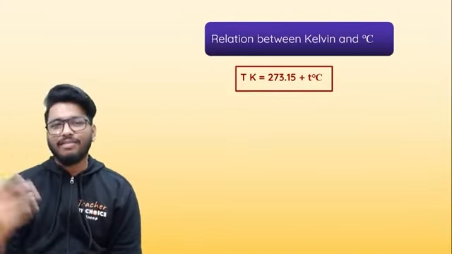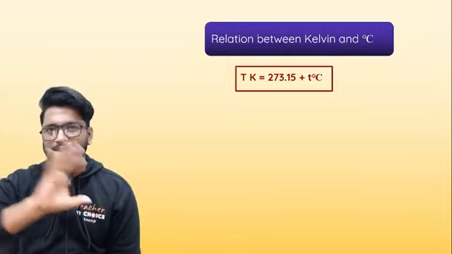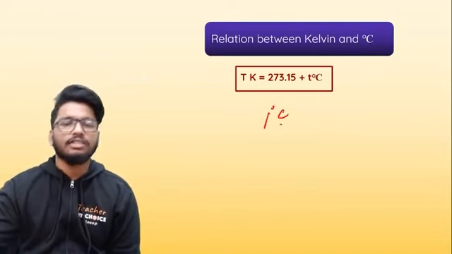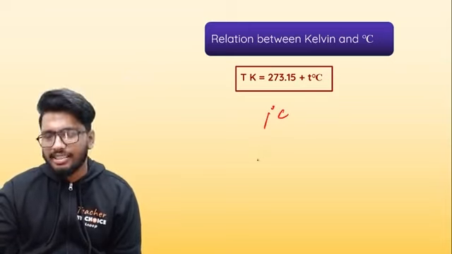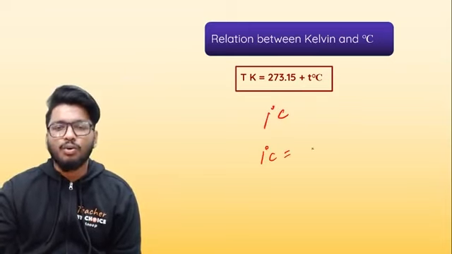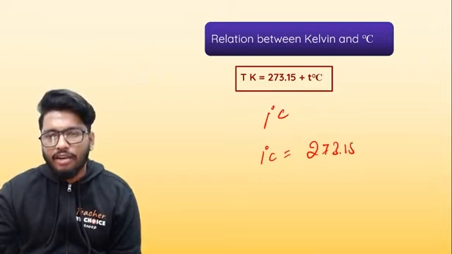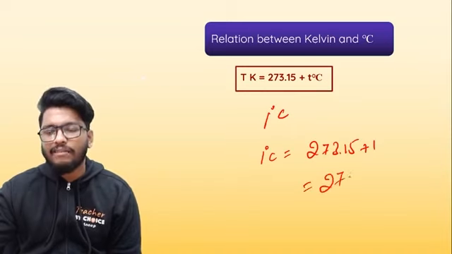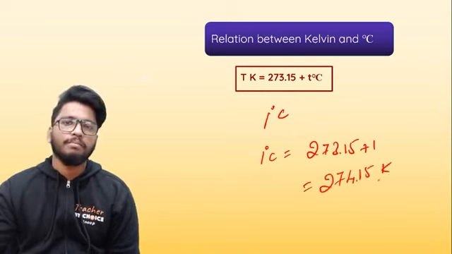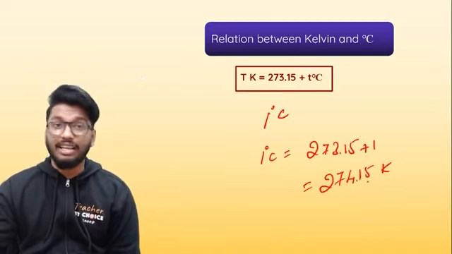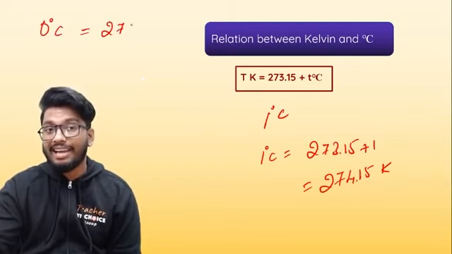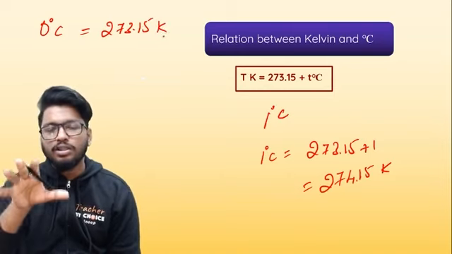This Kelvin, who is this Kelvin? Let's understand that. Kelvin is the SI unit of temperature. We just told that 1 degree Celsius in terms of Kelvin is 273.15 plus 1, which is 274.15 Kelvin. So in other words, 0 degree Celsius in terms of Kelvin is 273.15 Kelvin.